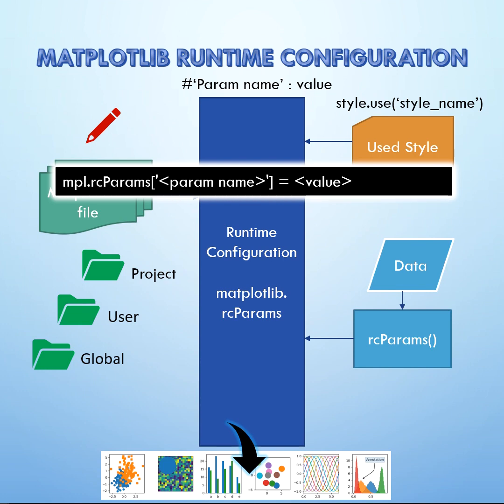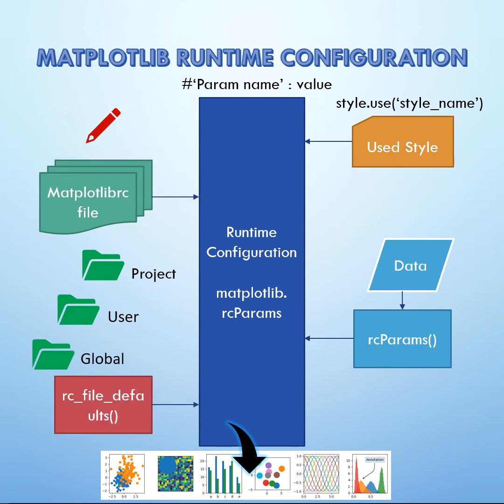In case we want to go back to the defaults without restarting our kernel, we can use the matplotlib.rcdefaults function to restore the RC parameters from the original RC file loaded by Matplotlib, or reload the default style sheet by using plt.style.use and mention here the name of the default style sheet.